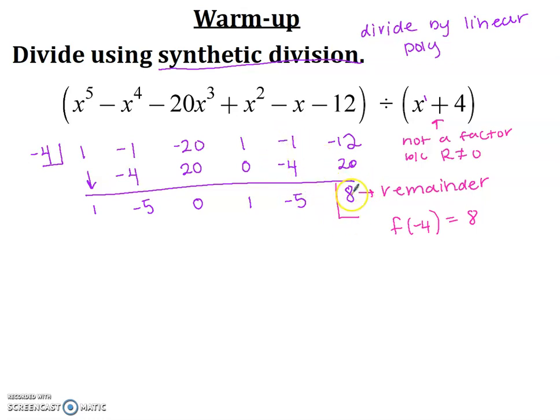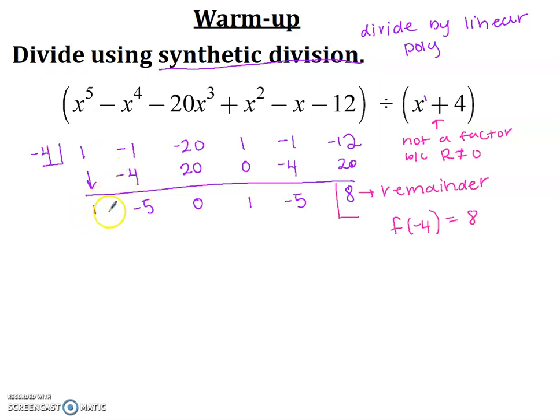So a lot of times synthetic substitution is much easier arithmetic than plugging in a -4 for all of these x's and evaluating it that way. So synthetic substitutions will typically keep the numbers a little bit smaller when you're trying to evaluate something. Okay? But what we're trying to do on this one is divide.